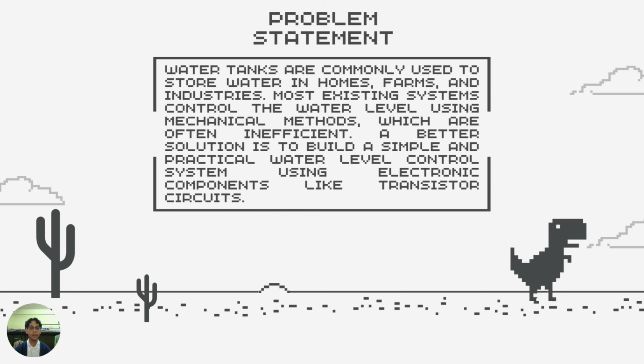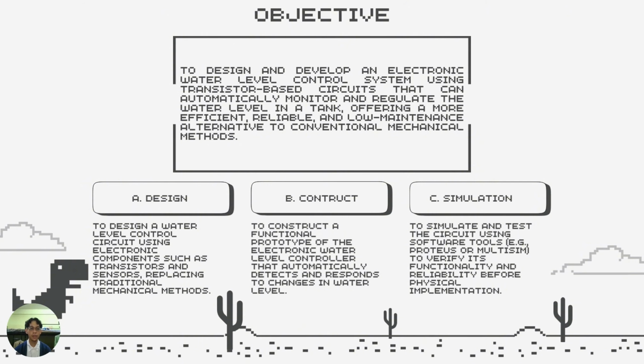Now that we have identified the problem, let's move on to the objective of our project. Our main goal is to design and develop an electronic water level control system using transistor-based circuits that automatically monitor and regulate water level in a tank. This system aims to be more efficient, reliable, and low maintenance than traditional mechanical method. To achieve this, we divided our project into three key objectives.